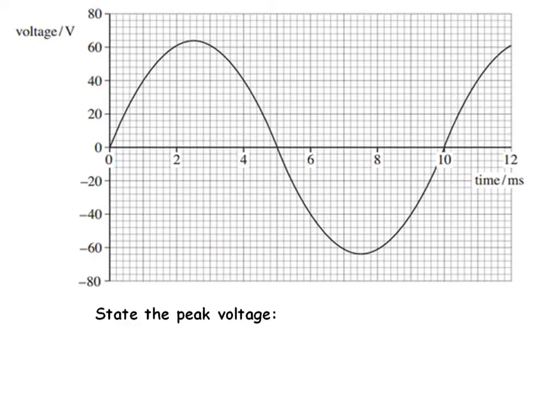So the next part asks you for the peak voltage. The peak voltage is just the distance between your centre line and the top of the peak. And obviously, having measured that before, it's going to be 64 volts. A useful way to check: this should be exactly half of your peak-to-peak value, which obviously it is in this case.